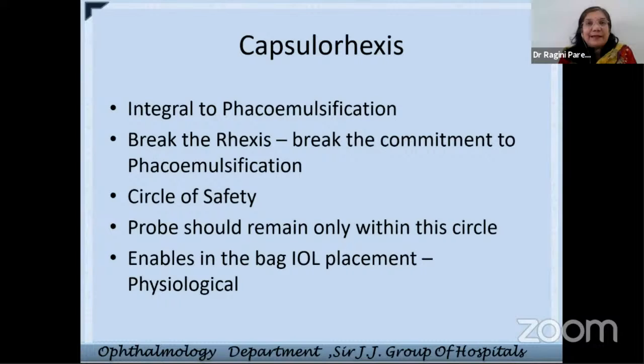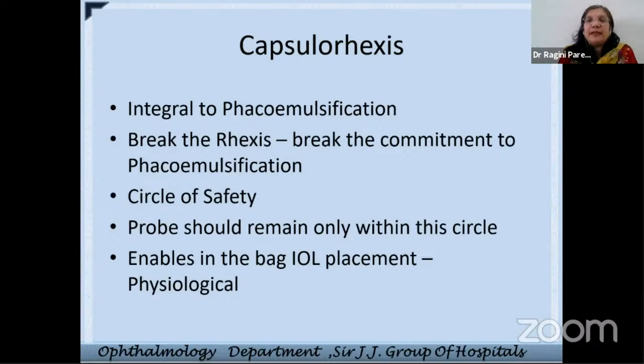Capsular rhexis is integral to phacoemulsification because if you break the rhexis, you break the commitment to phaco. This is important because SICS can be done without the rhexis. It is also the circle of safety, which means that your probe should be in this circle. And if it leaves this circle, the nucleus is thinner and there can be a PC rent.